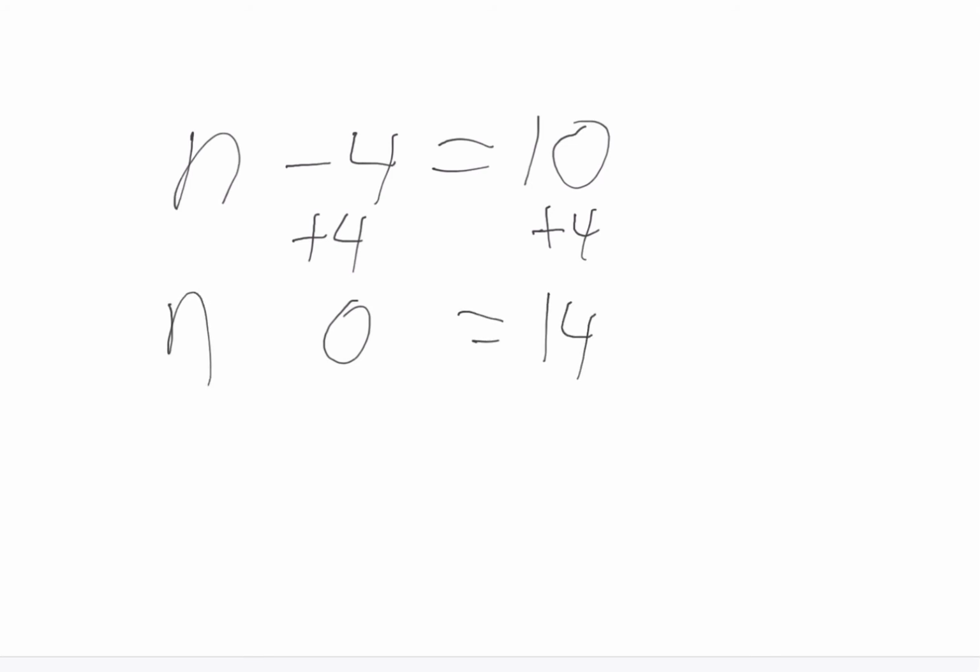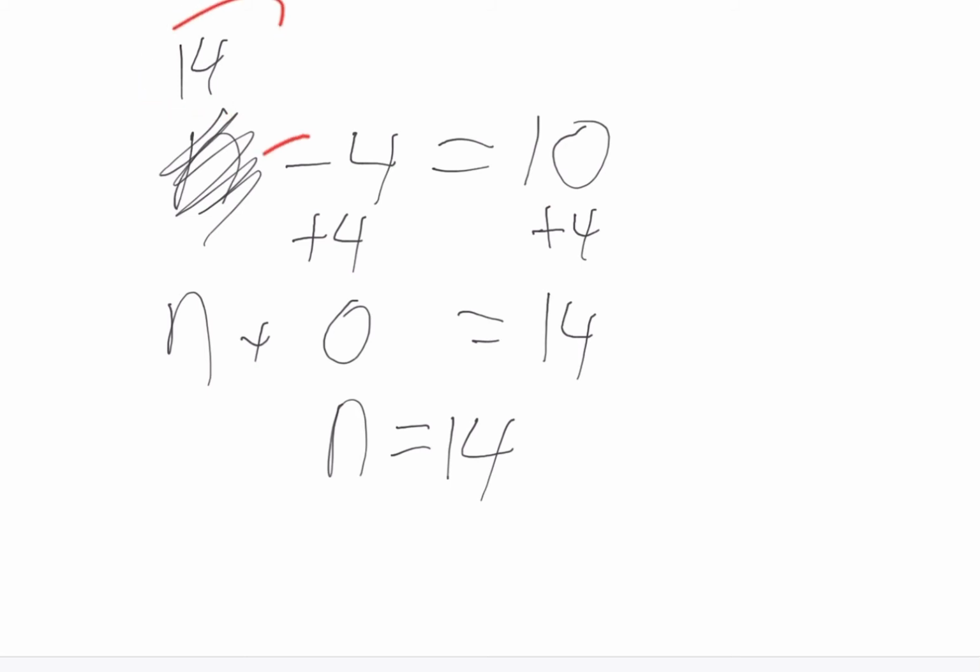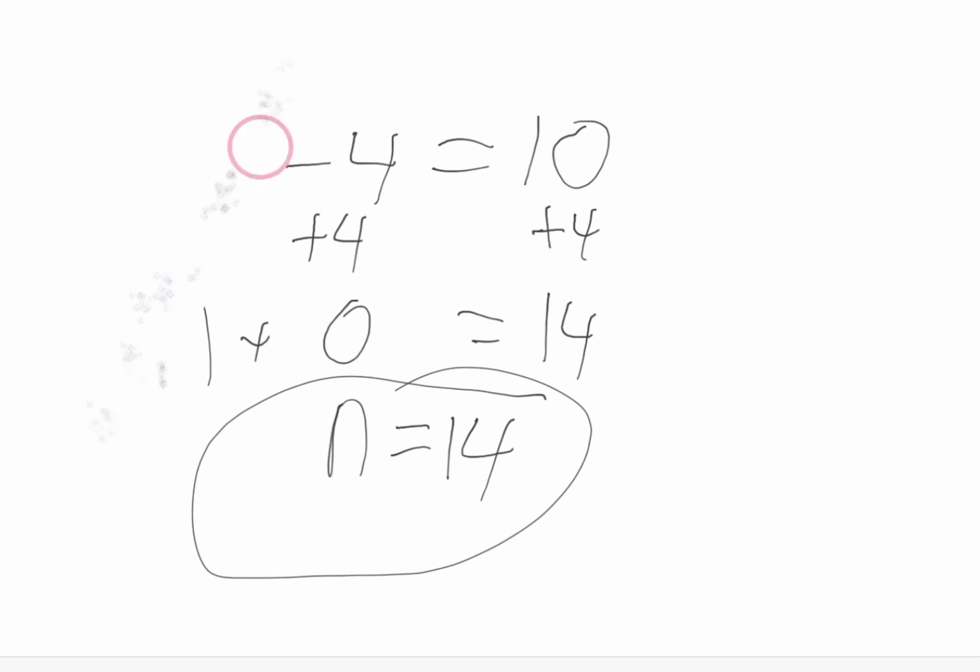Bring down my n. And I don't have to write n plus 0, so I'm just going to write n equals 14. Is that my answer? Is that correct? Let's check it out, okay? So instead of n, I'm going to cross that out and write the value that I know n equals, which is 14. So 14 minus 4 equals 10. So that is true, okay? So now I have proven that my statement is correct. Let's do 2 more, okay?